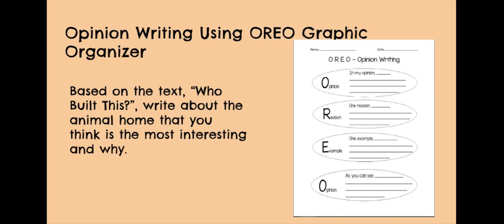There are four sections in this graphic organizer. The top section, O, stands for opinion. This is where I'm going to write my opinion. The second section, R, stands for reason. I'm going to write one reason why I have that opinion. The third section, E, stands for example. Now I'm going to give an example of something that backs up my opinion. The last section, O, also stands for opinion, and that's where I'm going to restate my opinion to wrap everything up.